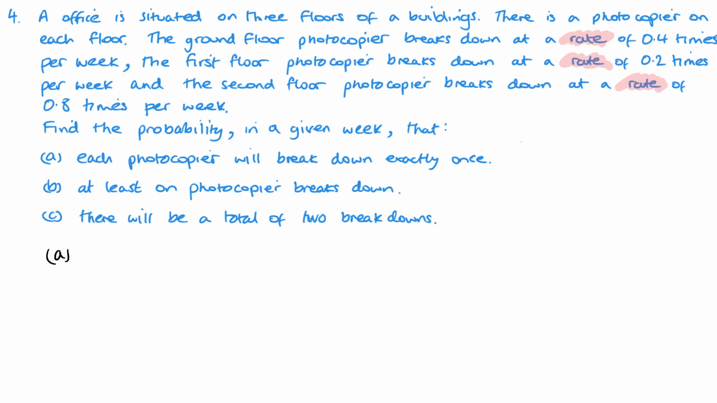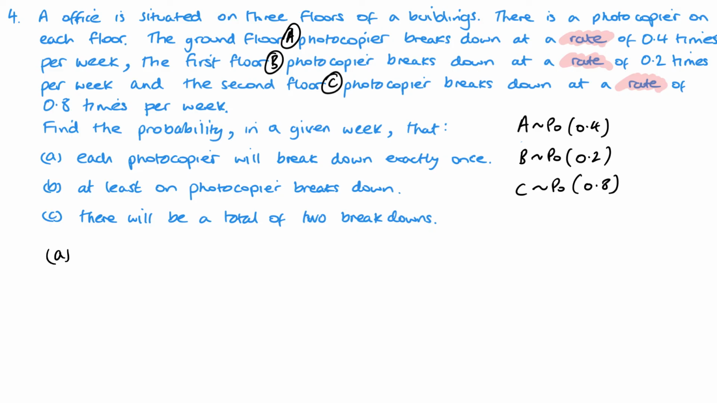Now for part A, we're looking at each photocopier breaking down exactly once. So we've got a first floor, a second floor, and a third floor. Let's call them the ground floor, A. The first floor can be our B, and the second floor is going to be our C for our distributions. So essentially, A is Poisson with 0.4. B is obviously still Poisson, and it's 0.2. And C is Poisson with 0.8.